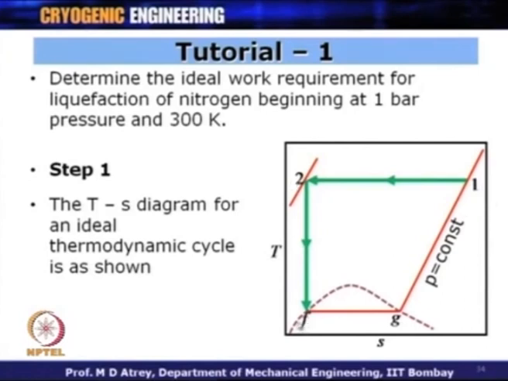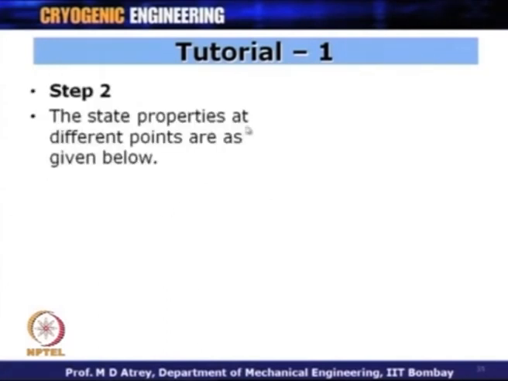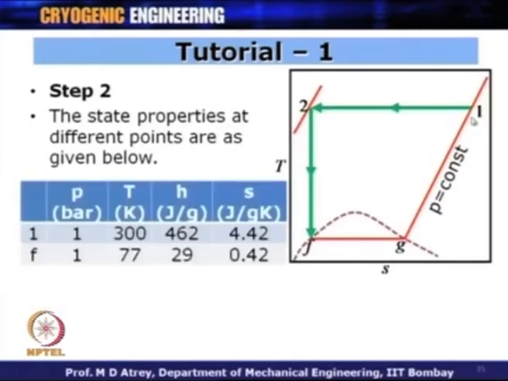Step 2 now, the state properties at different points are as given below. So, what are the state properties at 1 and F? At 1 I got a pressure of 1 bar, at F also I got a pressure of 1 bar. Here I got a temperature of 77 Kelvin at 1 bar, 77 being the boiling point of nitrogen. Corresponding enthalpy values have to be taken from this chart now. So, a TS chart has to be made available, you can see it in different books, and read enthalpy at point F and read enthalpy at point 1. These are the two values.